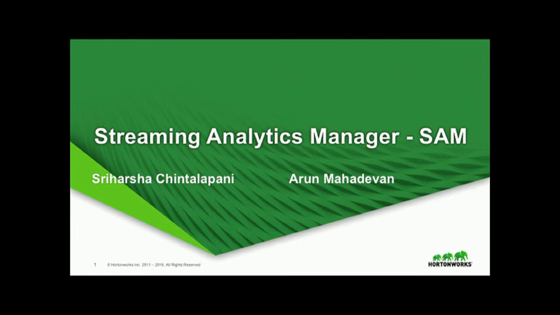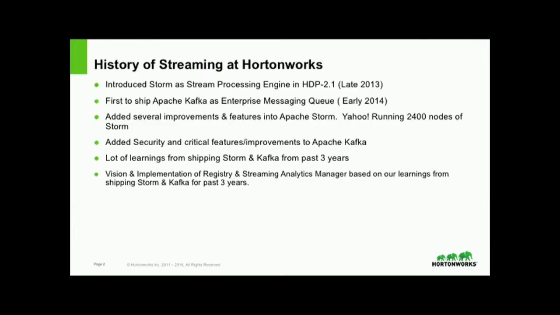So before going into SAM, Stream Analytics Manager itself, a little bit of history of streaming and how it works. We started shipping Storm as our stream processing engine back in late 2013. And later we added Kafka as our enterprise messaging queue in early 2017. So we've been shipping Storm and Kafka as our streaming solution for the past 3 years. And we've worked on a lot of improvements in Storm itself: Nimbus HA, rolling upgrades, a little bit of work in security as well, windowing, Storm SQL.